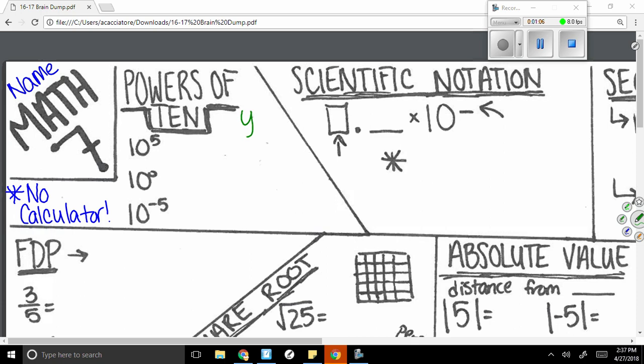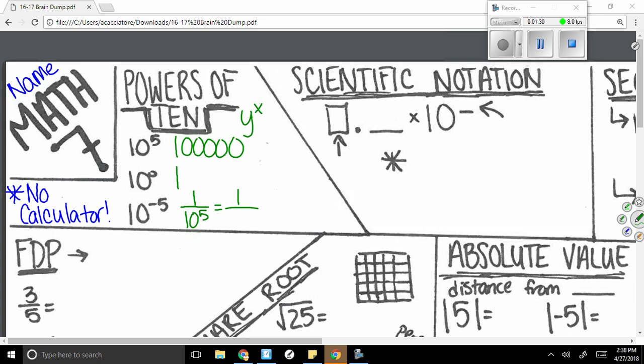Remember, you want to use on your calculator the y to the x button. That's going to help you out with exponents. 10 to the 5th power is a 1 with 5 zeros. 10 to the 0 power is just 1. And the negative powers, put it into the bottom of the fraction. So 1 over 10 to the 5th power.